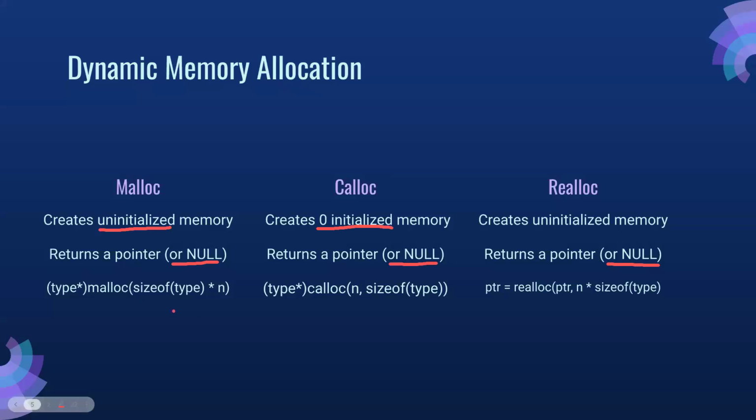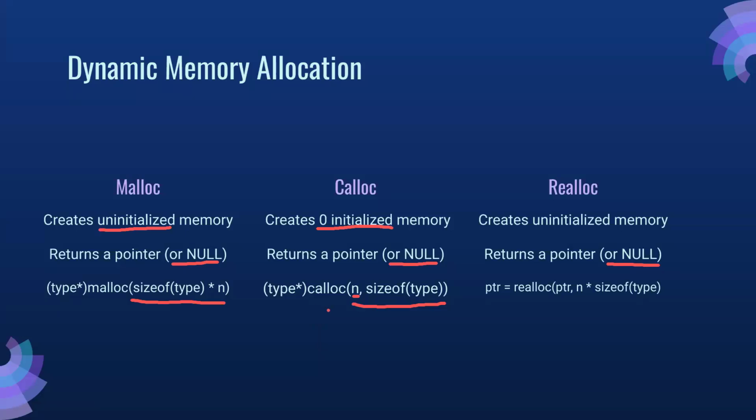The syntax is a little different for the parameters. Calloc actually takes two. It takes the number and then the size of one of that type, whereas malloc wants the size of the whole thing. So basically, the best practice is to multiply the size of one of the things inside of the memory by the number of them. So that's the biggest difference between these two.